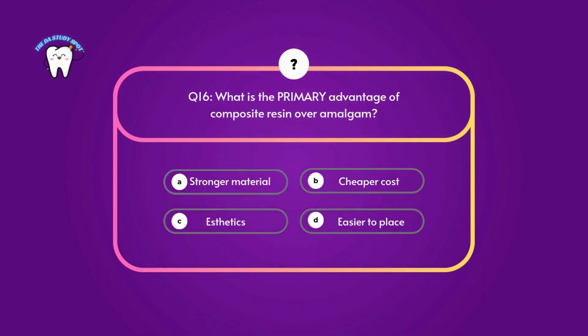Question 16. What is the primary advantage of composite resin over amalgam? A. Stronger material. B. Cheaper cost. C. Aesthetics. D. Easier to place.